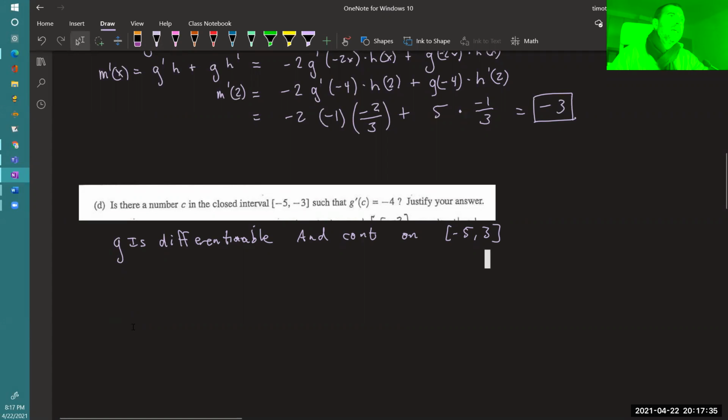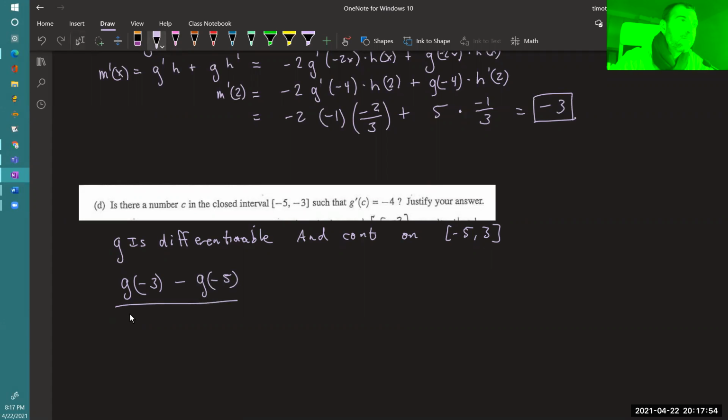Now that I've written that, I can invoke the mean value theorem. If I find the average rate of change between -5 and 3, it's supposed to be a +3. And so I need G of 3 and I need G of -5.